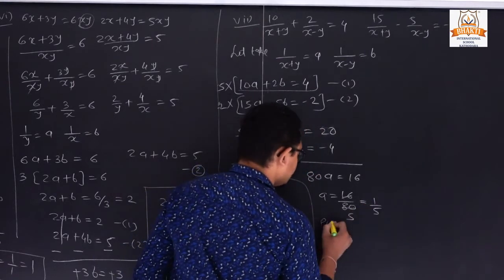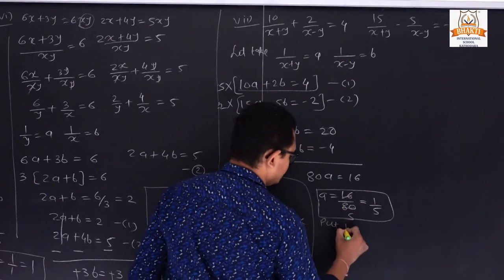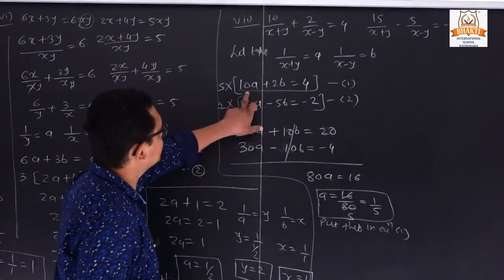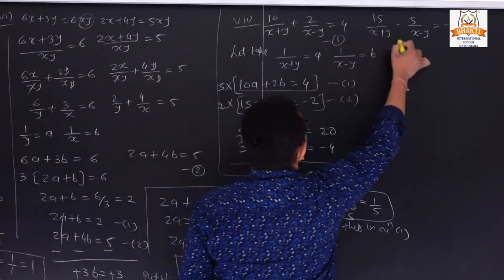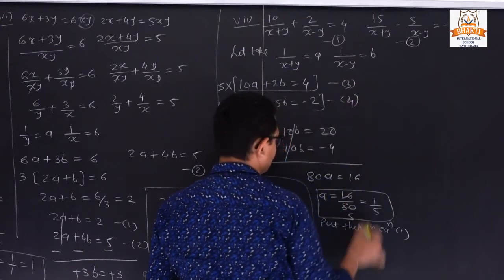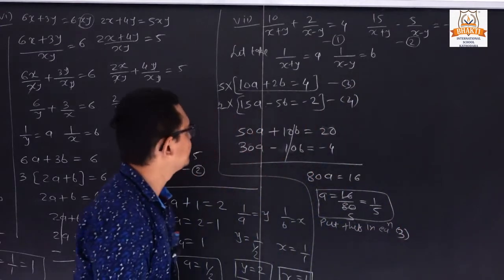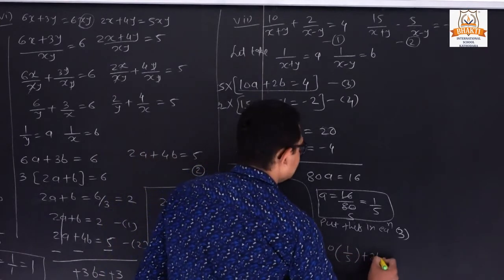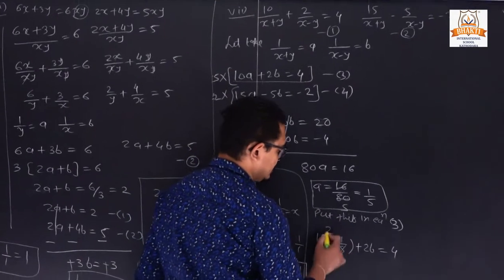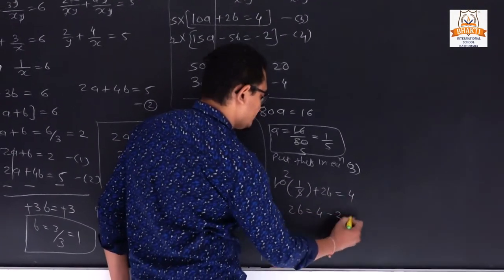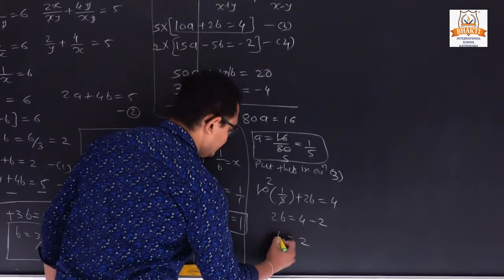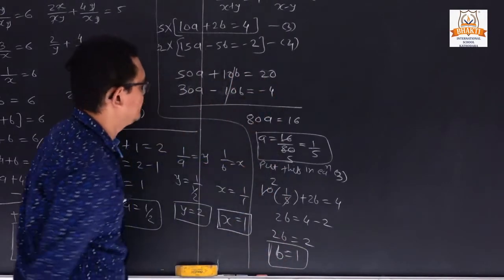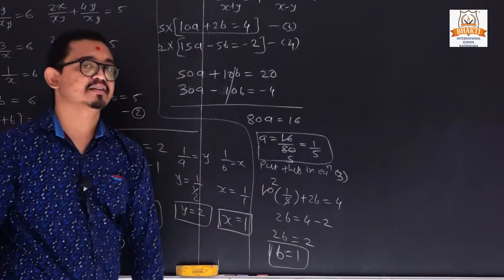Now put this in equation number 1. Here the first and second equations we can declare as 3 and 4. So here I am writing equation 3. So 10 in bracket 1 by 5 plus 2b is equal to 4. 5 ones are 5, 5 twos are 10, so it is 2 plus 2b is equal to 4. This 2 is going to the second side. So 4 minus 2, so it is 2. So b is equal to 2 upon 2, so it is 1. So now we have the values of a and b.